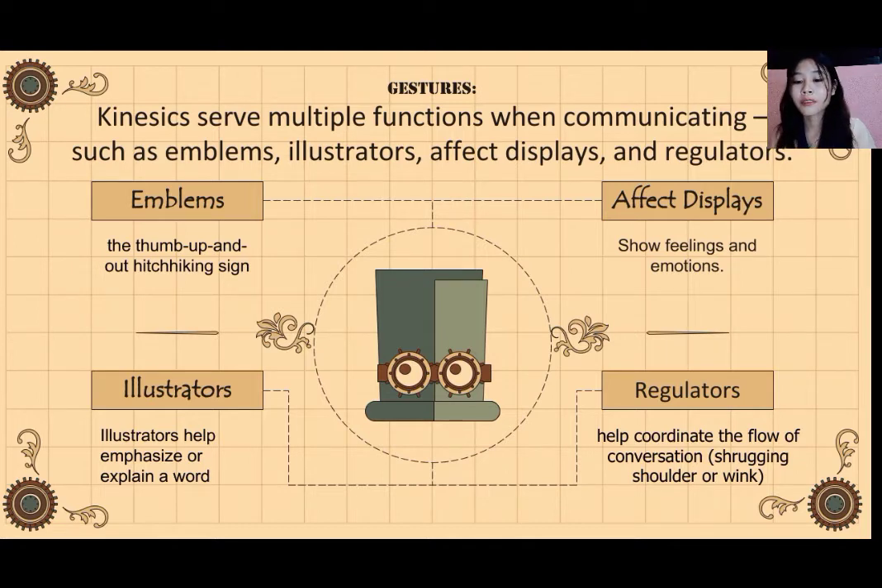Then many gestures are emblems. So you may recall from earlier that gestures are clear and unambiguous and have a verbal equivalent in a given culture. So only a handful of emblematic gestures seem to be universal. For example, a shrug of the shoulder to indicate, I don't know. So like this, I don't know.